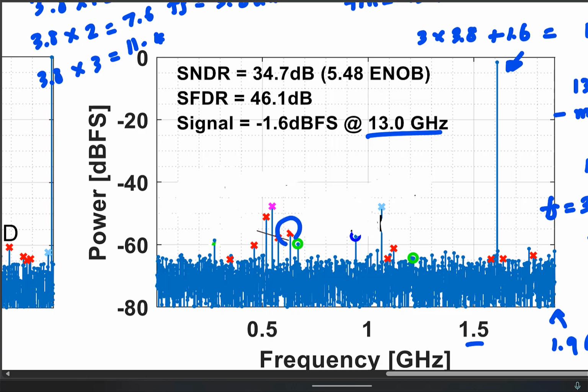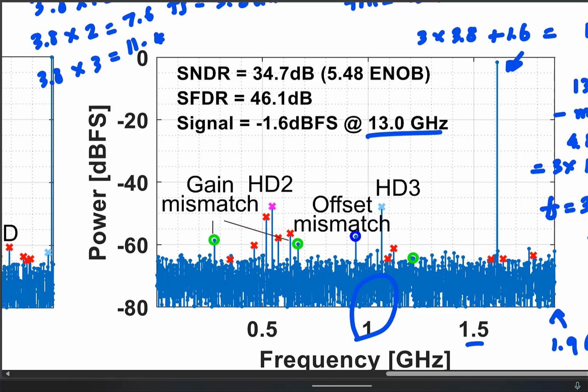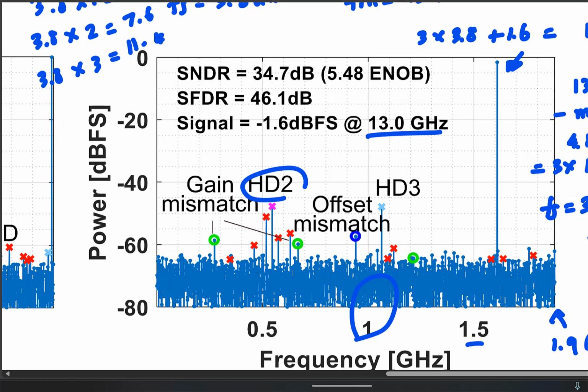Third harmonic will be 3 times 1.6, that is 4.8. 4.8 will be around 1, 4.8 minus 3.8 essentially. So that's somewhere around this point. Again, I'll use the magic eraser and you will see everything. So SD2 is somewhere here as expected around 0.6 and SD3 is somewhere around 1 gigahertz.